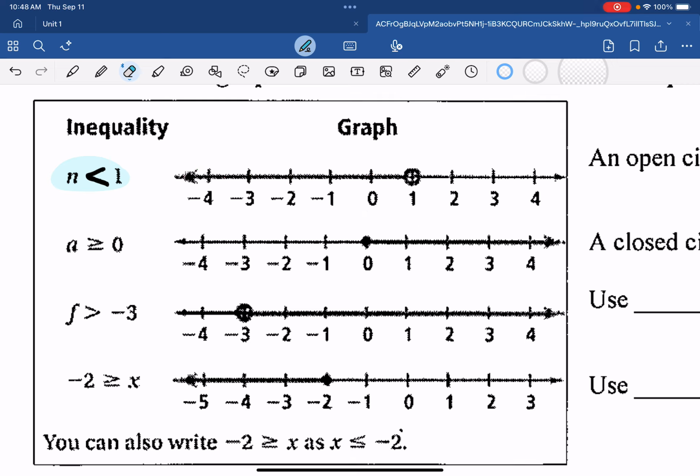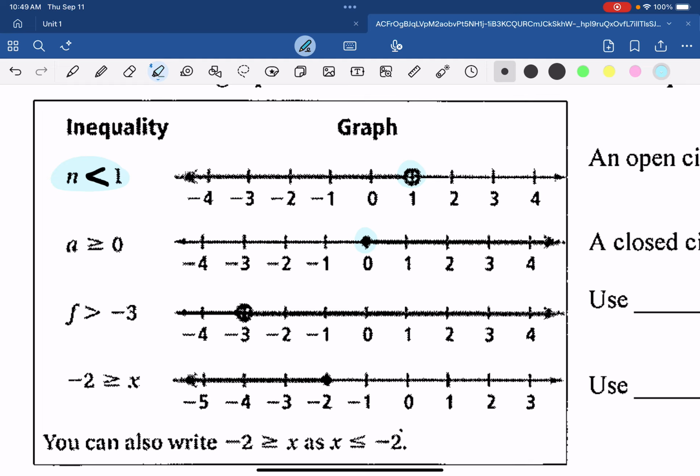On my second one, I notice my critical point is 0. So I put a point at 0, and now it says A is greater than or equal to, so I'm going this direction. I'm shading where my numbers are getting bigger, because these are all the solution options for A, everything in this direction. Now, notice the difference between my first dot and my second dot.